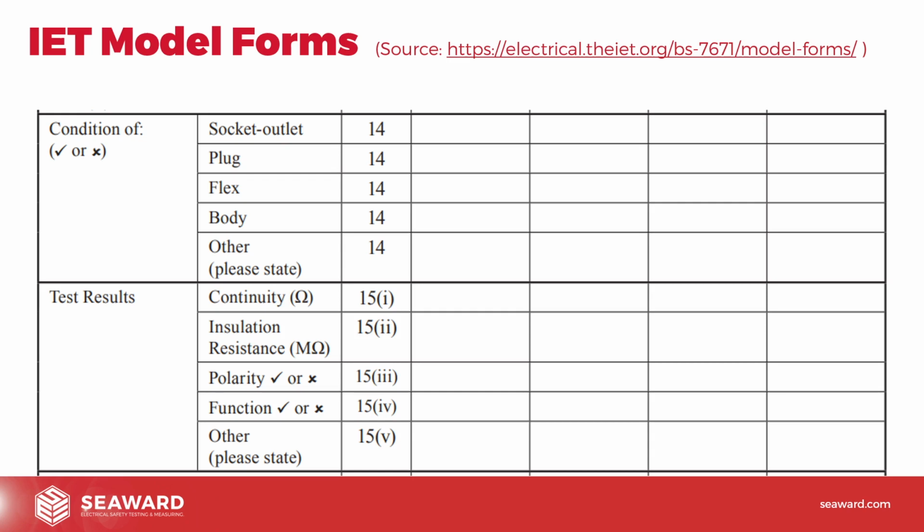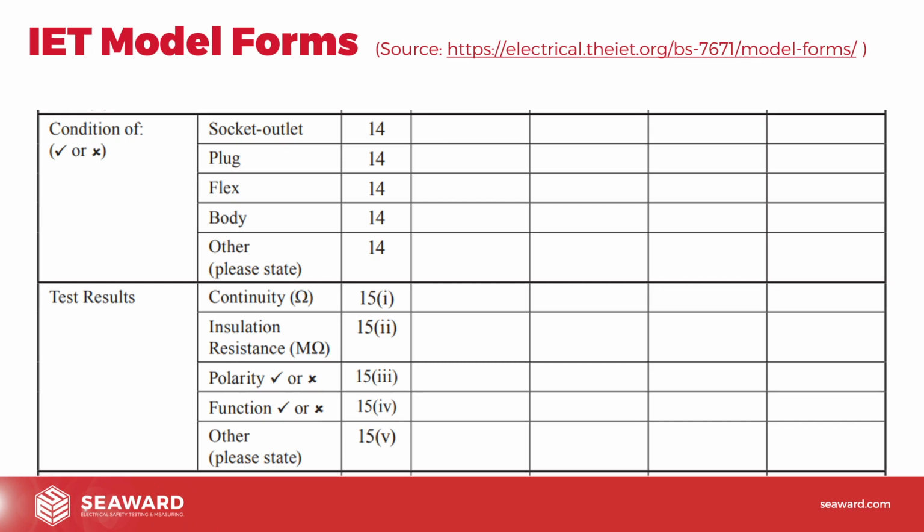Now the next box, the test results, so earth continuity. So it's saying you do your earth continuity measurements. Obviously if it's class 1 equipment, you'd put that in. Insulation resistance, put the value in there. If you're testing a lead and you've done a polarity test, again, tick or cross for polarity.